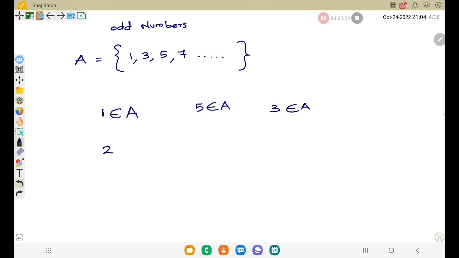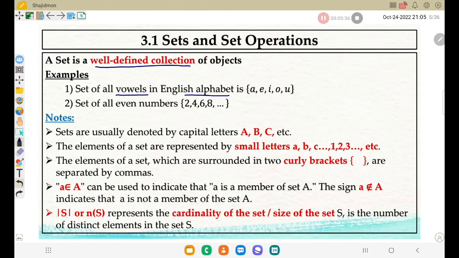Number 2 is not a member of that set. So that time we are using the symbol "doesn't belong to", the crossed symbol, correct? So 2 doesn't belong to the set A, we can say that. So two symbols here: one is "belongs to A", which means A is a member of that set. And the sign "doesn't belong to A" indicates that A is not a member of that set, okay? Not a member of that set.